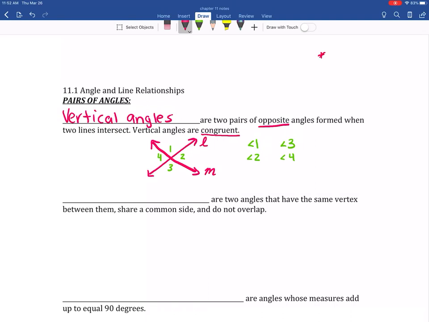We're going to see this word come up quite a bit in the chapter. Congruent means equal, and it has its own symbol. Looks like an equal sign with a little squiggle on the top. So I can say angle 1 and angle 3 are vertical, and angle 1 and angle 3 are congruent. Angle 2 and angle 4 are vertical, which means angle 2 and angle 4 are congruent. So they're the same exact size, they are equal.